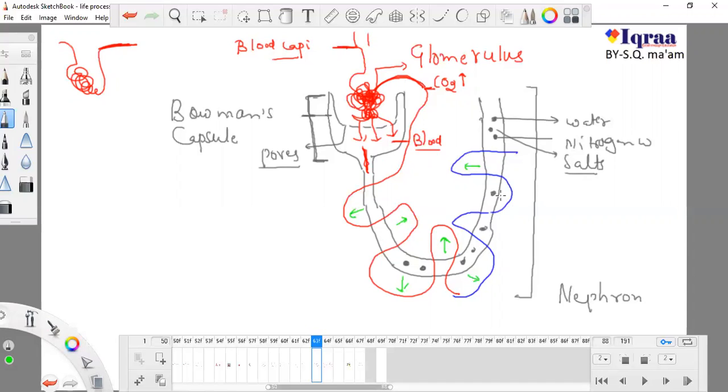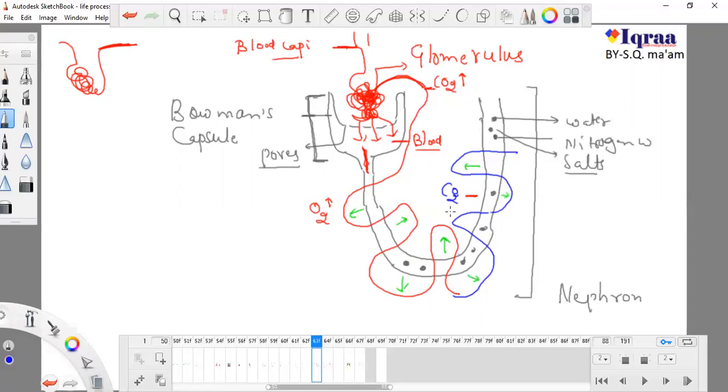Now, the change in color is this: it was red, rich in oxygen, but as it comes in contact with this nephron part, it becomes rich in carbon dioxide, because there is an exchange of gases at the same time. That's why it turned blue. You can see this in your book.